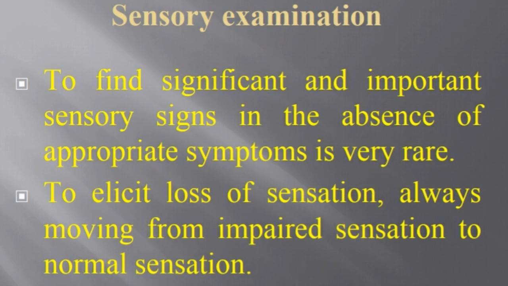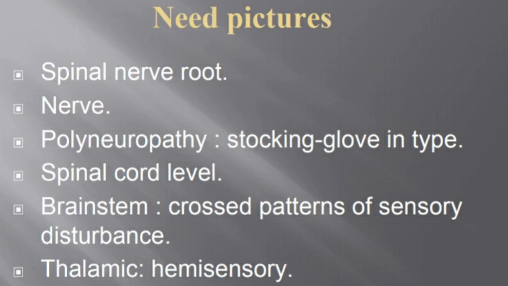What about the sensory examination? To find significant and important sensory signs in the absence of appropriate symptoms is very rare. To elicit loss of sensation, always move from impaired sensation to normal sensation. Patterns of sensory loss: spinal nerve root. The spinal nerve root lesion will cause a dermatomal sensory loss corresponding to the cutaneous distribution of that spinal nerve root. The nerve lesion will lead to sensory deficit in the distribution of that nerve.